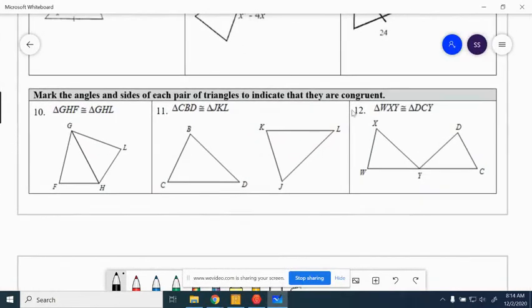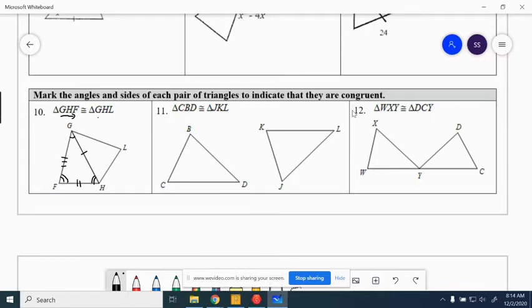All right, 9, 10, 11, and 12. We're just marking up these, it looks like. So we're just going to see what side lengths and which angles are congruent. So remember, we're going to be going from G to H to F. So it's got to be this one. G, H, F. Right, 1, 2, 3. So that means this is the first side length, second, and then third.